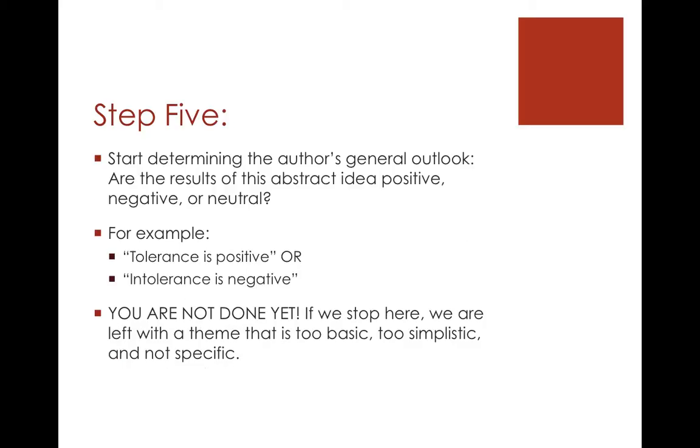Step 5. Start determining the author's general outlook. Are the results of this abstract idea positive, negative, or neutral? For example, I might say that tolerance is positive, or I could phrase it as intolerance is negative. They're both sides of the same coin. You're not done yet, though. If we stop here, we are left with a theme that is too basic, too simplistic, and not specific to our text.